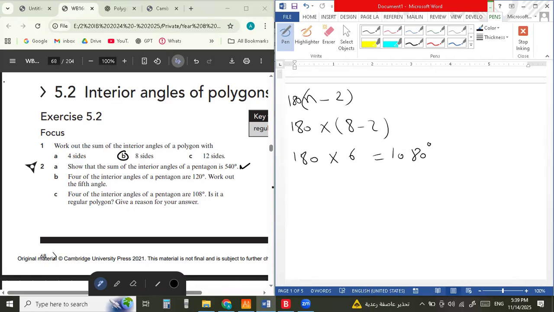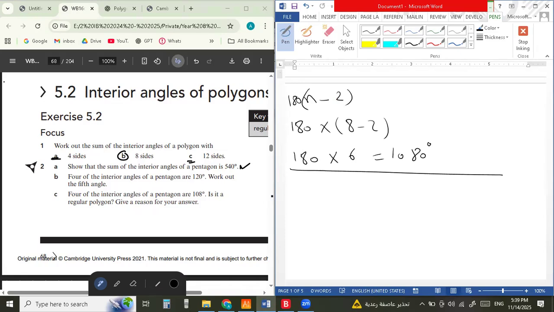If I want 4 sides, just remove the n and, instead of 8, write 4 and do the same calculation exactly. If I want 12 sides, just remove the n and write 12 minus 2 instead of 8 minus 2 and do the rest of the calculations exactly the same way.